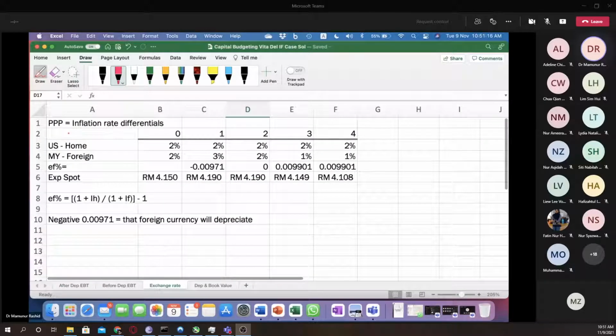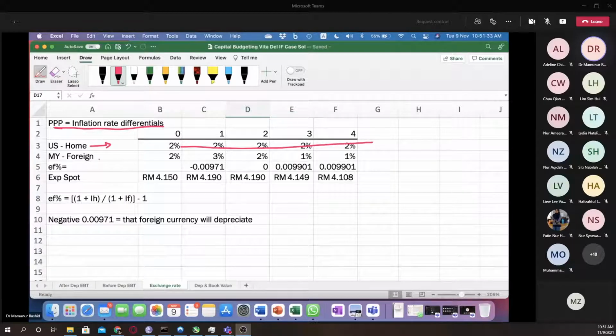Okay, this is the exchange rate based on inflation rate difference. Remember PPP, purchasing power parity theory, we have discussed in 2nd class. This purchasing power parity theory will be used to calculate exchange rate, right? So US is our home country. We have the inflation rate of 2% and all 2%, right? And Malaysia is our foreign country, is the foreign subsidiary. So they have 2%, then 3%, 2%, 1%, 1%. These rates are given.